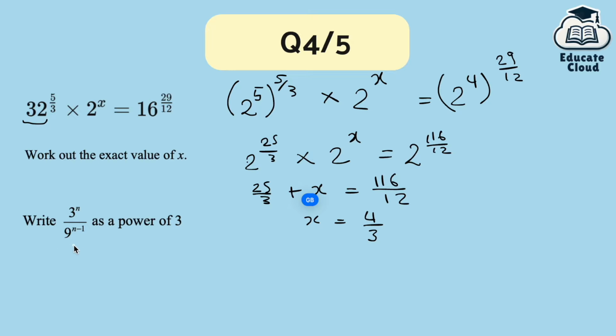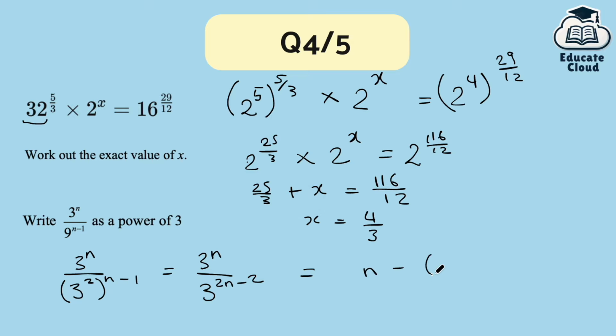Okay, again, we're going to write the bottom as a base of 3. So 3 to the power of n over 3 squared to the power of n minus 1. Okay, which is basically 3 to the power of n over 3 to the power of 2n minus 2. And so you can just take away the powers. So n take away 2n minus 2, and that's going to be equal to minus n plus 2.